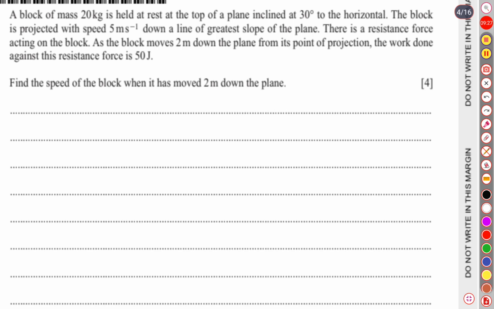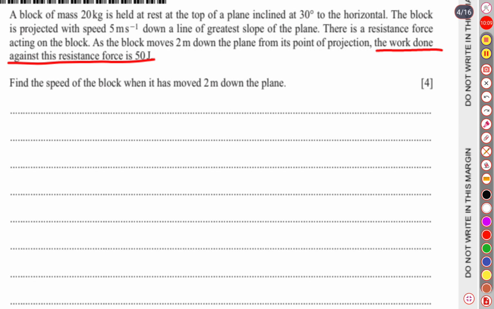Well, let us find the clue word of this question. The clue word is actually the work done against this resistance force is 50 joules. That means indirectly they suggested us to apply the concept of the work energy equation. And what are the components of the work energy equation? The components are the difference between final and initial heights, as well as the difference between the final and initial velocities. Let us see whether we do have all of these components or not.